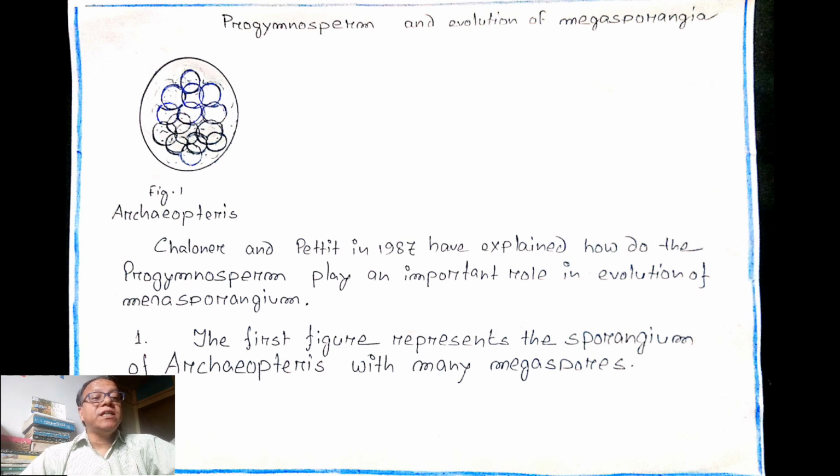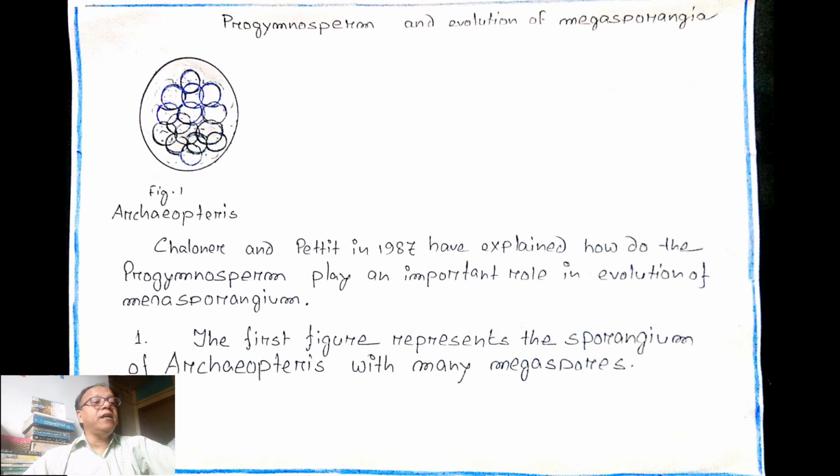Look at your screen. In the screen there is a Megasporangia with many megaspores. This figure is represented by Archaeopteris. Okay. Now let us begin.